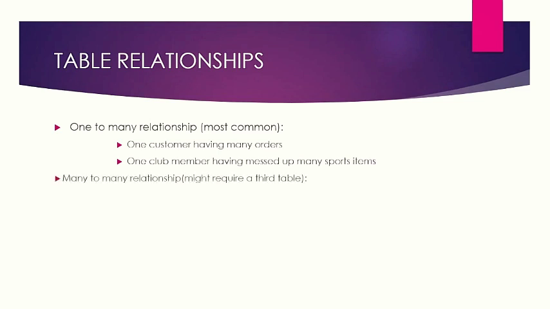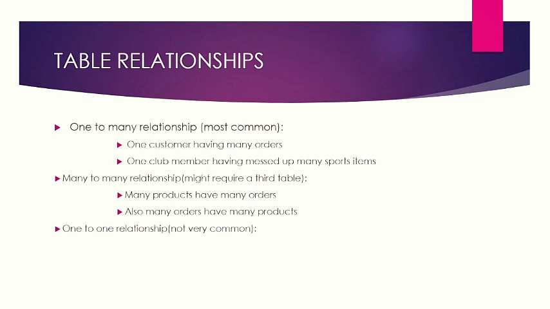Another type we have is the many-to-many relationship, which in my case might require a third table to actually hold. Many-to-many relationship examples include very many products having very many orders, right? I hope I make sense there. Another type, which is not very common, is a one-to-one relationship. An example of this can be one department with only one manager.